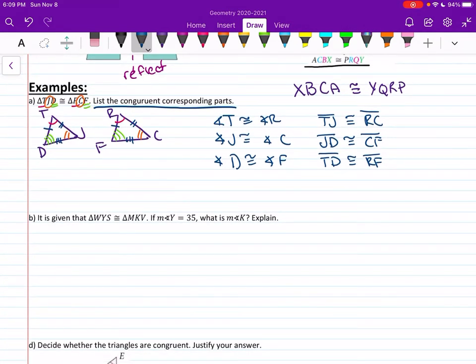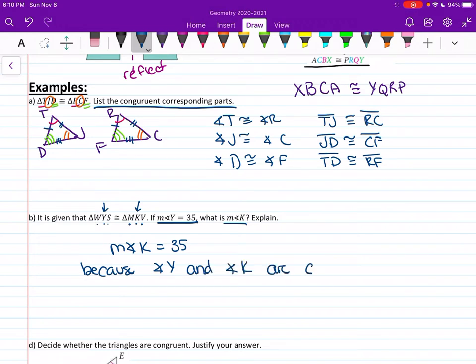Next, if I know they're corresponding, then they're going to be congruent. So if I know that triangle WYS is congruent to triangle MKV and angle Y is 35 degrees, what is the measure of angle K? Well, I can see that K and Y are both the middle letter. Therefore, those angles in that position are going to be congruent. So the measure of angle K is also going to equal 35, because angle Y and angle K are corresponding parts of congruent triangles.